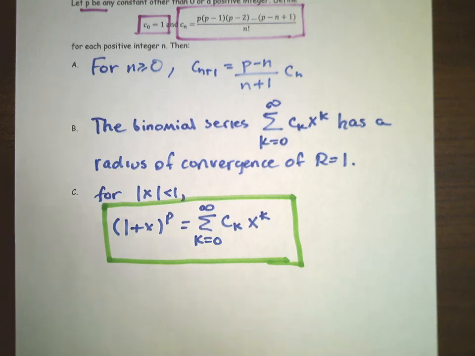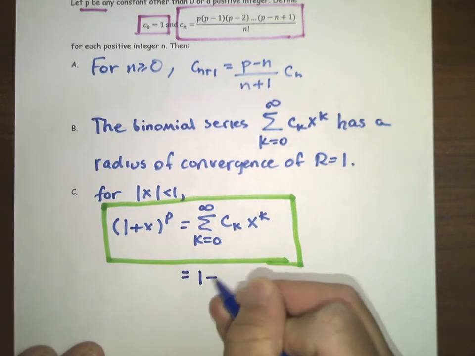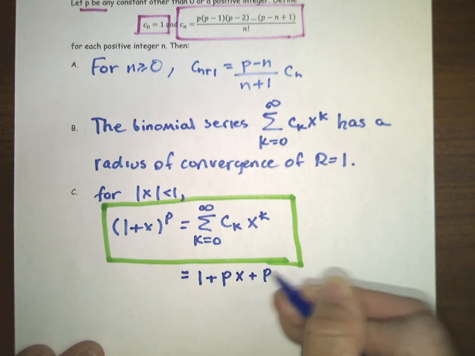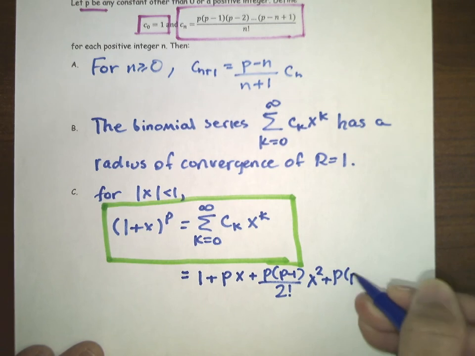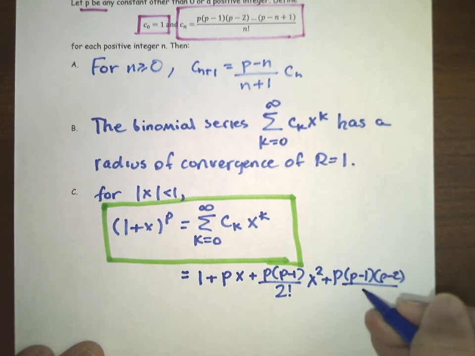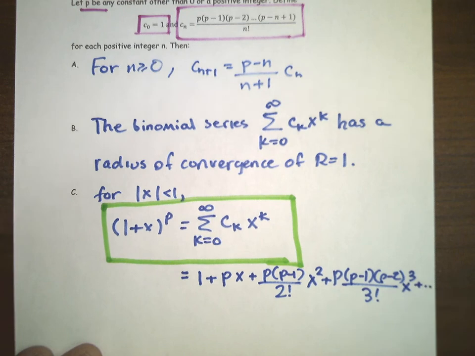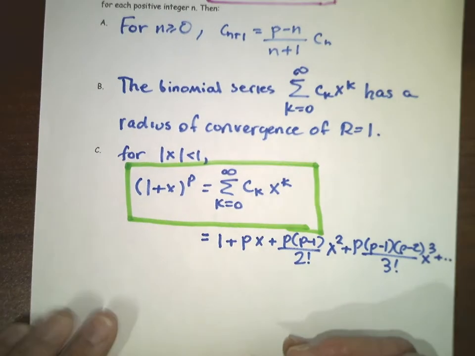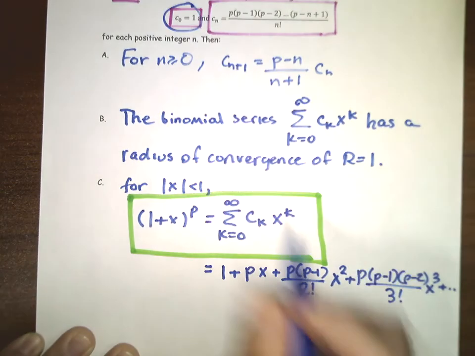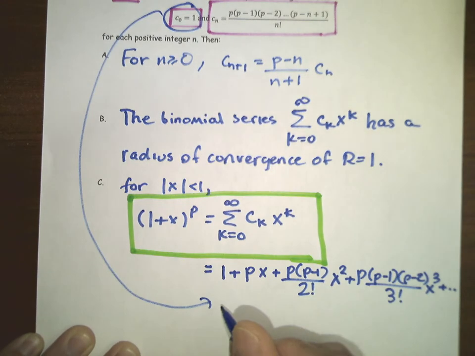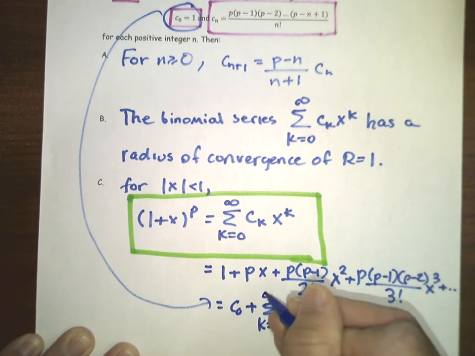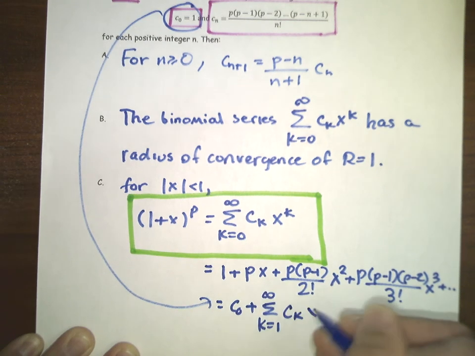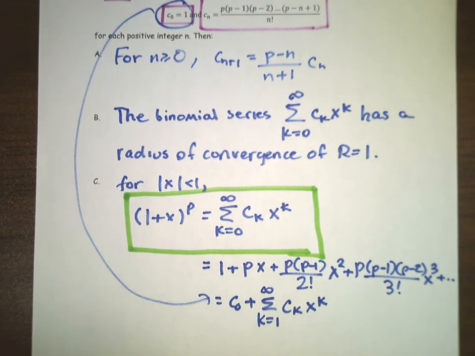Another way to write this is 1 plus px plus p times p minus 1 over 2 factorial x squared plus p times p minus 1 times p minus 2 over 3 factorial x to the third, and so on. Because c0 was equal to 1, I could just say this is c0 plus the sum k equals 1 to infinity of ck x to the k. That's another way to rewrite this.